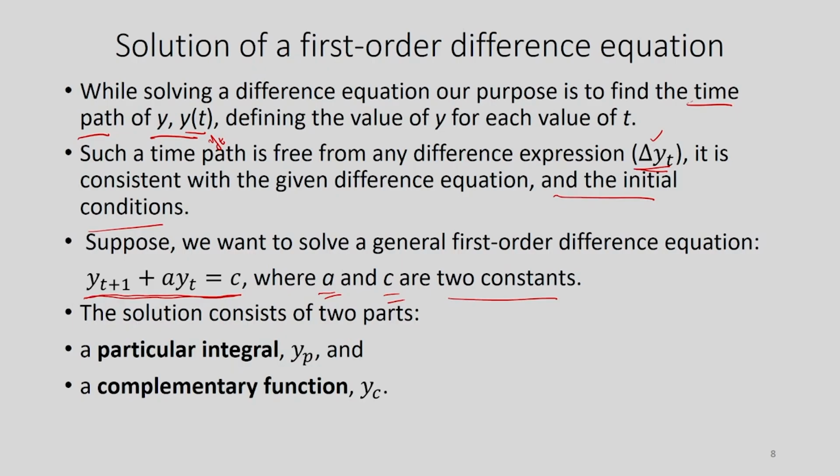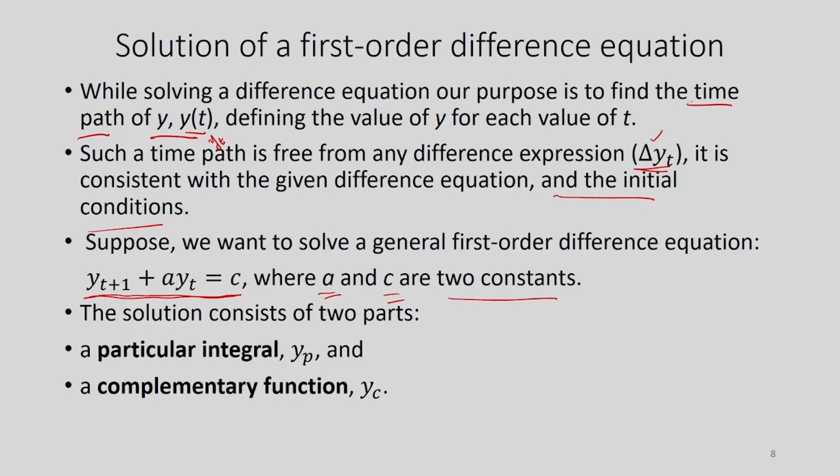And as you can see, this expression is quite general, because we are having a non-homogeneous difference equation, right. If we put c is equal to 0, it becomes a homogeneous difference equation, but that will be a special case. And the lag is just 1, right. So, that means it is a first order difference equation and it is linear.